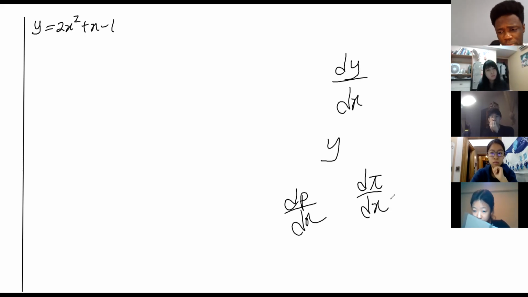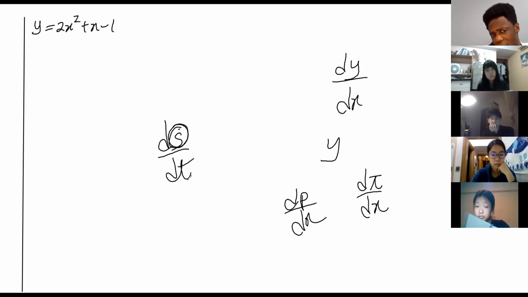When we get to motion problems, we'll be talking about ds by dt, the derivative of the distance or displacement with time. So this will be our velocity. We'll say velocity, speed, whichever one we'll call it later. The speed will be displacement with time. That's what ds by dt means. Okay, so we take note of all that.